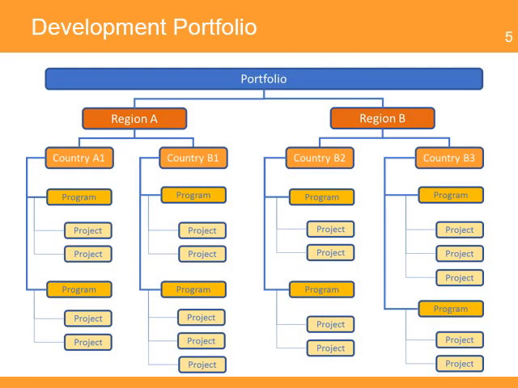A development organization can have many portfolios. For example, a large international development organization can have portfolios at the country, regional, and global levels. All portfolios are managed in an integrated manner to ensure all projects and programs are aligned to the organization's global strategy.